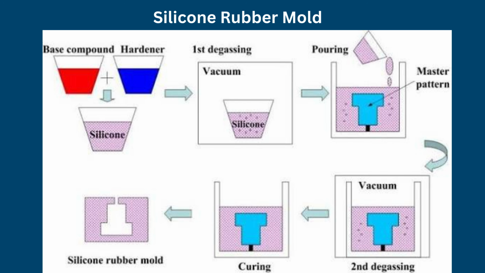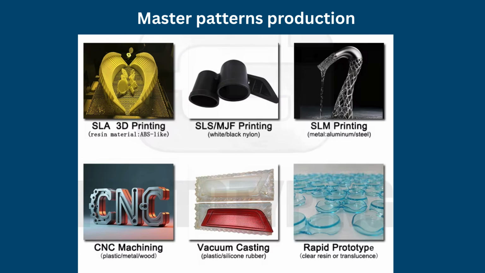The increasing accessibility of high-resolution stereolithography (SLA), digital light processing (DLP), and CNC machining has further accelerated the adoption of silicone molding. Today, master patterns produced by additive manufacturing can be converted into reusable silicone molds within a few hours, significantly reducing product development cycles while lowering tooling costs.